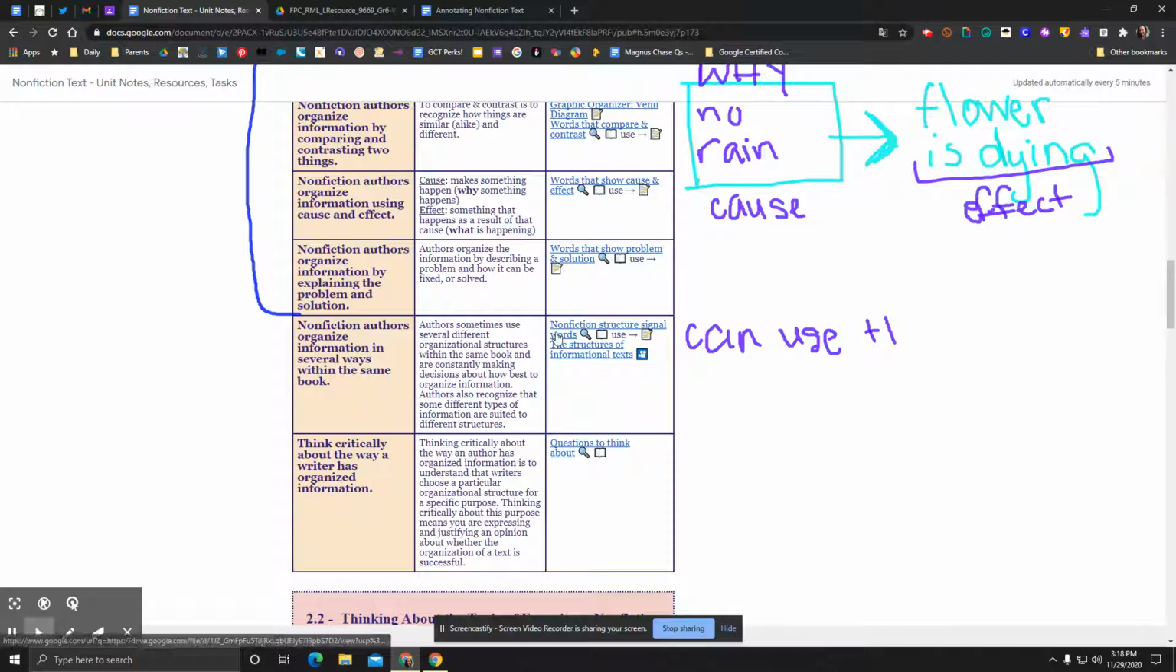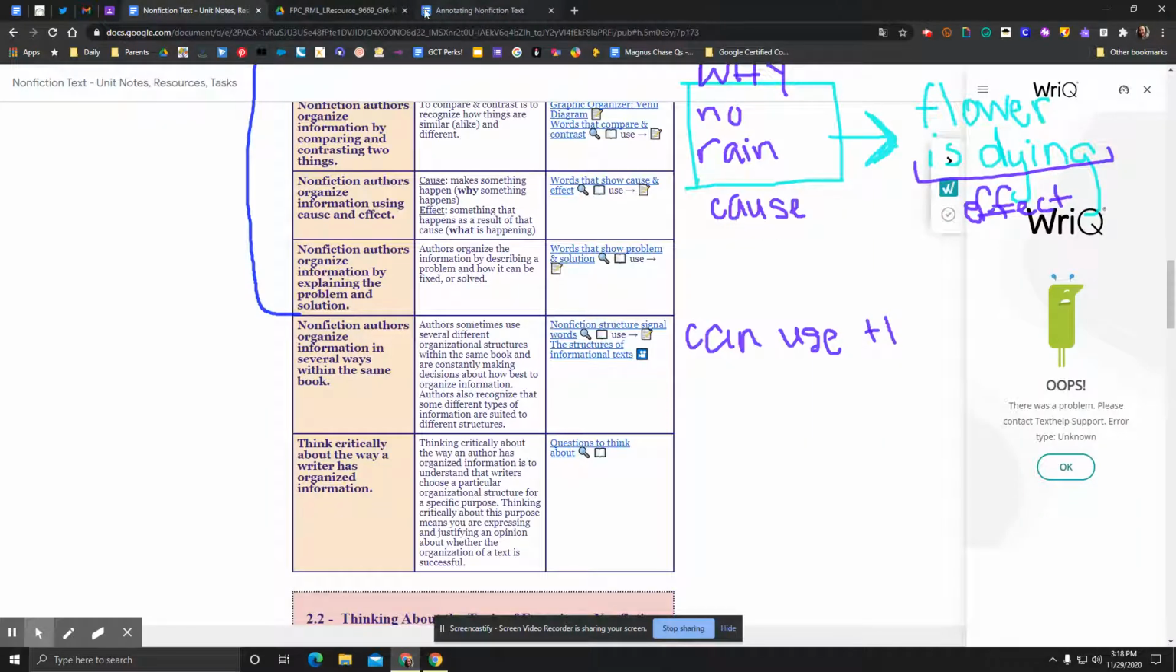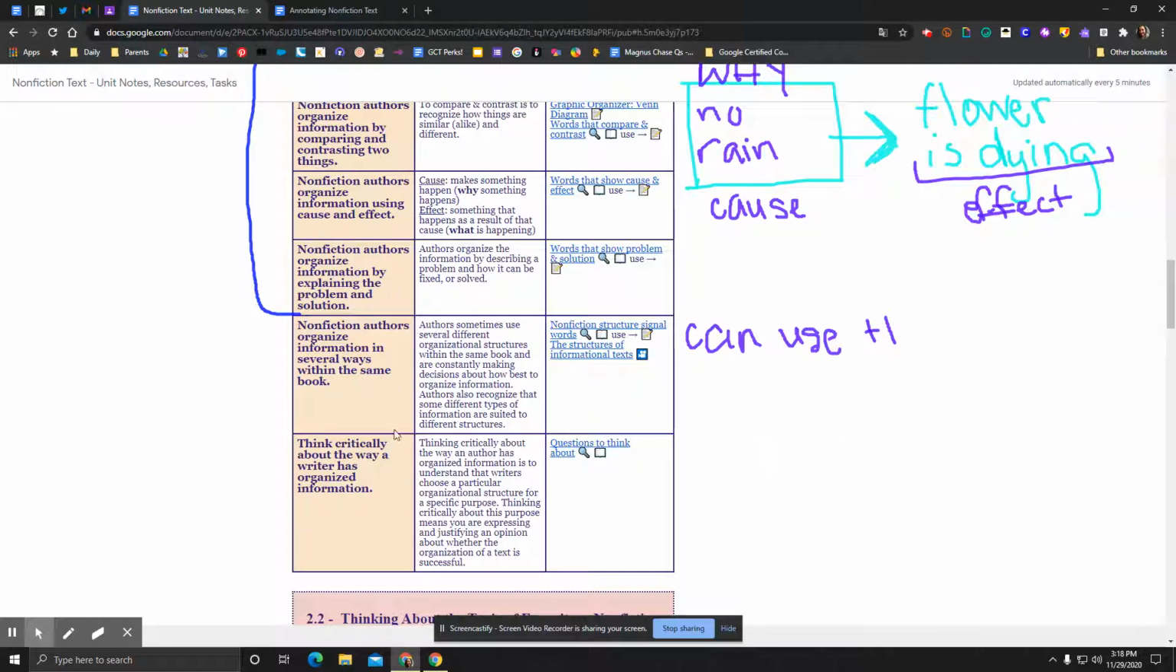Now, when you're looking at signal words or clue words to guide us in, there is a resource here. These will go over all your basic structures that we've just talked about. Time, order, or sequence, that's your chronological and temporal. Your cause and effect, compare and contrast, and problem and solution. So again, these are just signal words that you can look for as a reader or that you can use in your own writing. But keep in mind that you might be able to use more than one, or an author might be able to use more than one within a text.